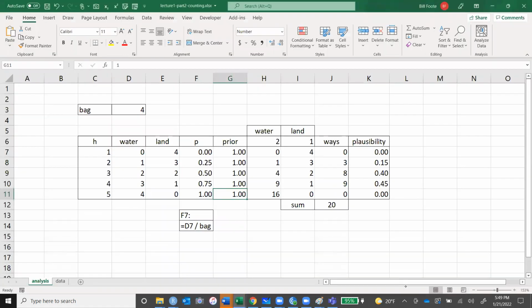Where we took the ways and added them up. And then we took the ways and divided them by how much they added up to in total. And we got our plausibility numbers that way.